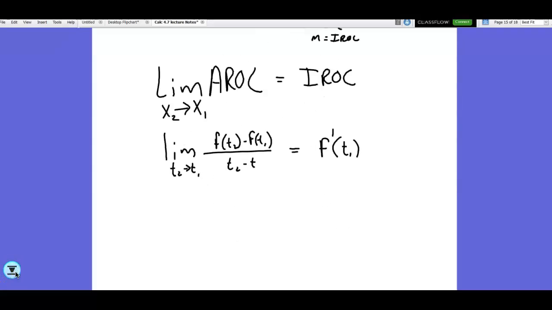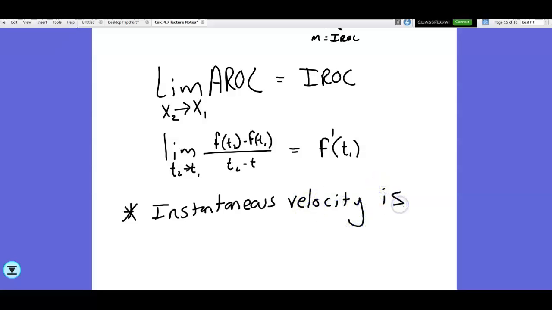Okay, so once again, all I'm really trying to point out to you guys on this slide is the fact that instantaneous velocity is the derivative of f. Now, what does f represent once again? It represents your position. So it's the derivative of your position function.